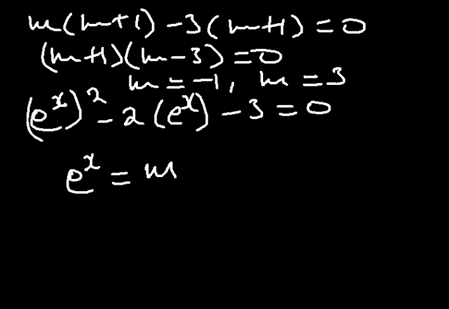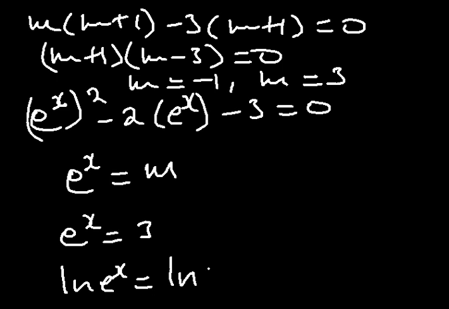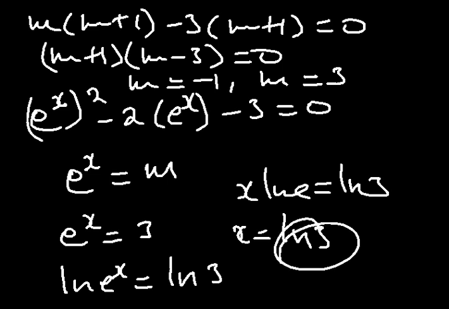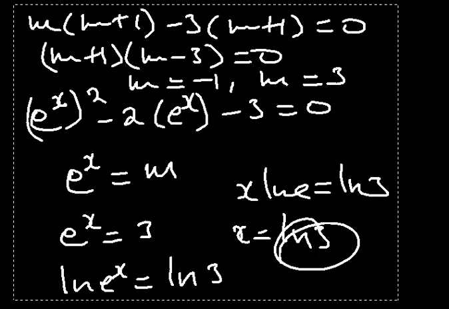In this case we know that e to the power x is equal to m. Now we'll substitute. We'll have e to the power x is equal to 3. Introducing ln on both sides, because this is also an exponential equation, we'll have ln e to the power x, which is equal to ln 3. In this case we'll have x ln e, which is equal to ln 3. Then ln e is 1, so we'll have x is equal to ln 3. By the way, you have to understand that ln 3 is a constant number, hence that's the solution.